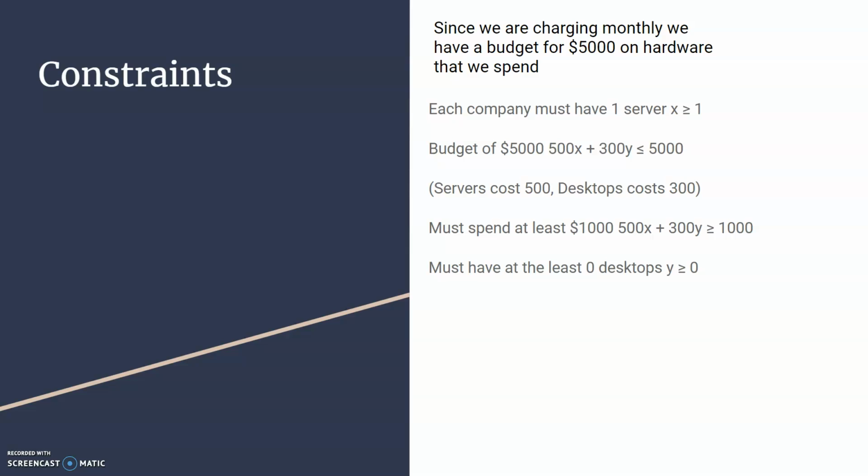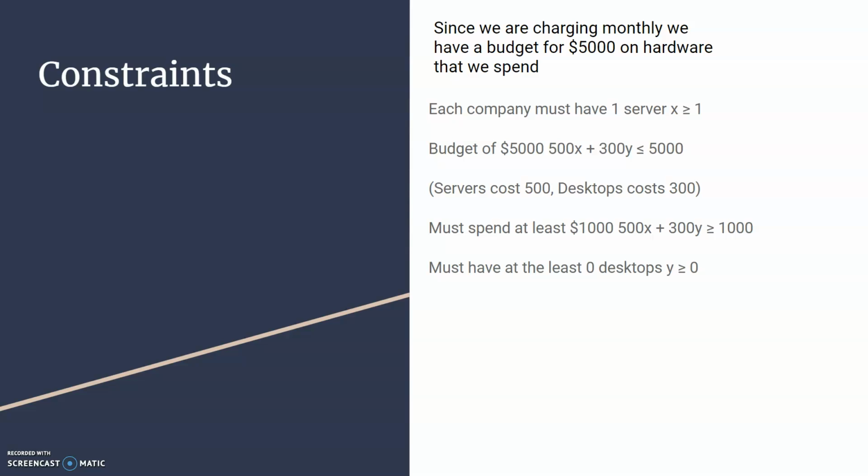Here are our constraints. Since we are charging monthly, we have a maximum budget of $5,000 on hardware that we spend and a minimum budget of $1,000. Each company must have one server. We can represent this as x is greater than or equal to 1, a budget of $5,000 as we've previously stated, and we can represent this as 500x plus 300y is less than or equal to 5,000. This is because servers cost $500 and desktops cost $300 MSRP.